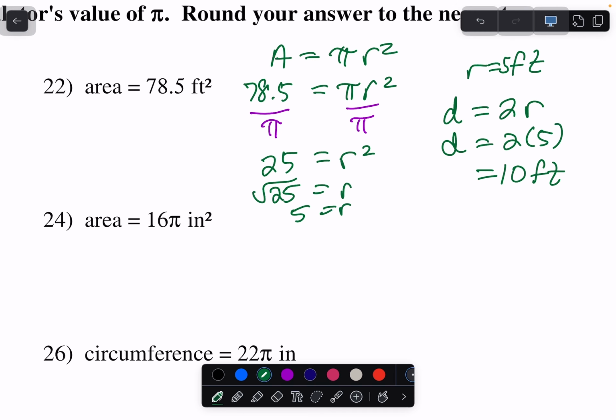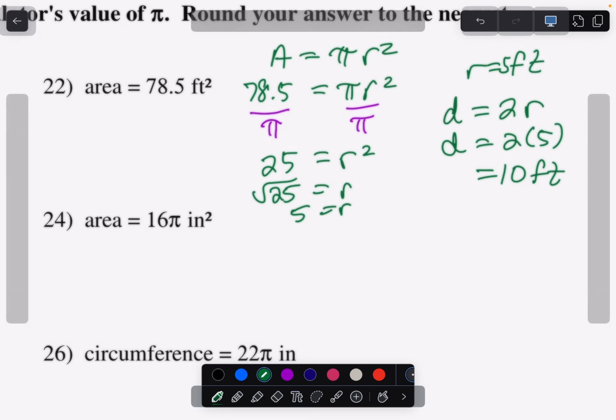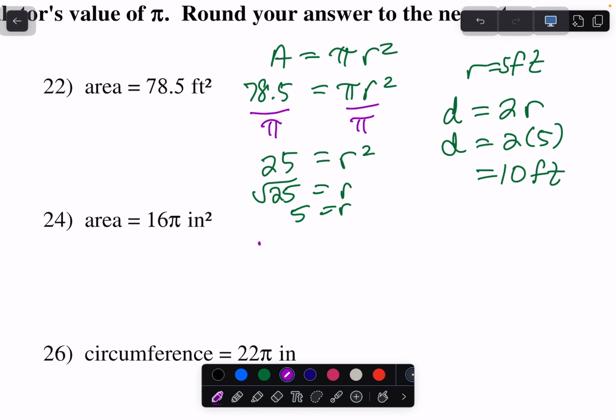I was making my own formula up, combining the two together. I am so sorry. Okay, let's do 24 together. So if we do it again, using the correct formula, the area is pi r squared. Let's take out the A. We know it's 16 pi. So then I can show you what to do.